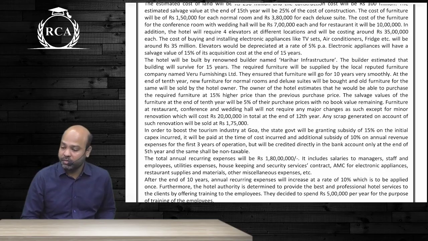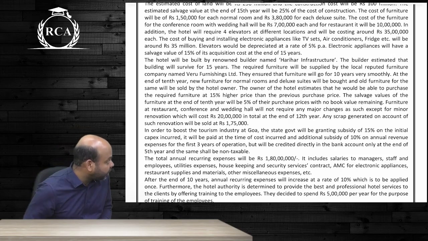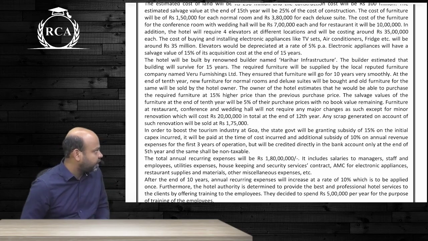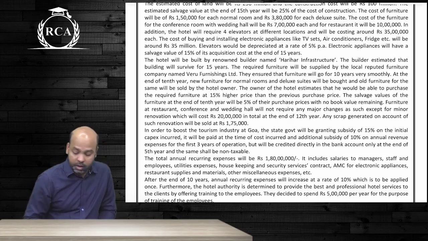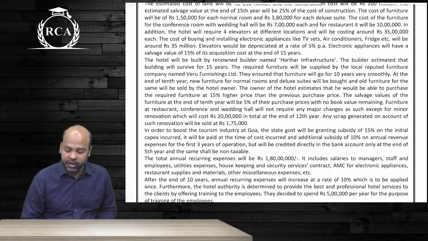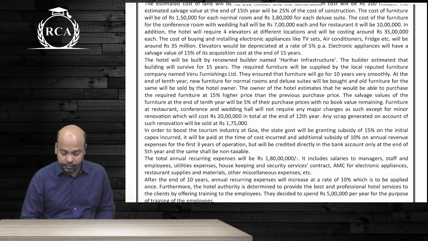As I told you, way too many variables are involved here. The initial furniture cost plus 15% will be the additional furniture cost. The salvage value of the furniture at the end of the 10th year will be 5% of their purchase price with no book value remaining.